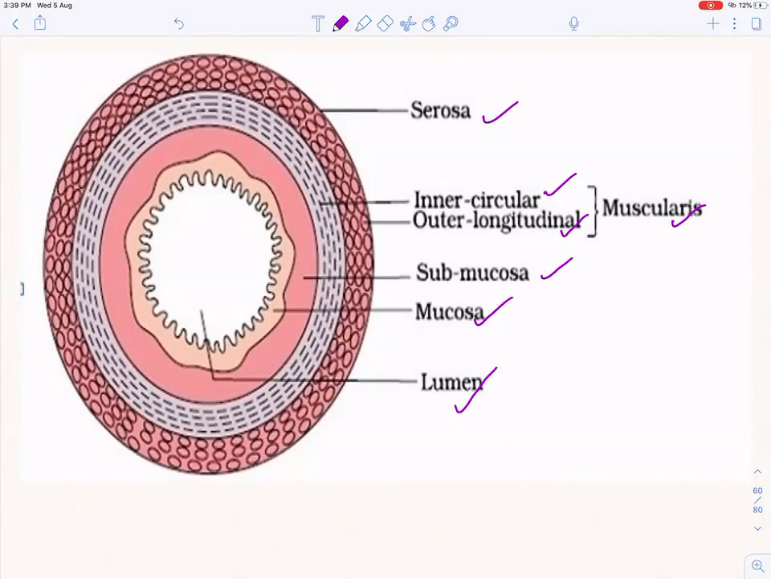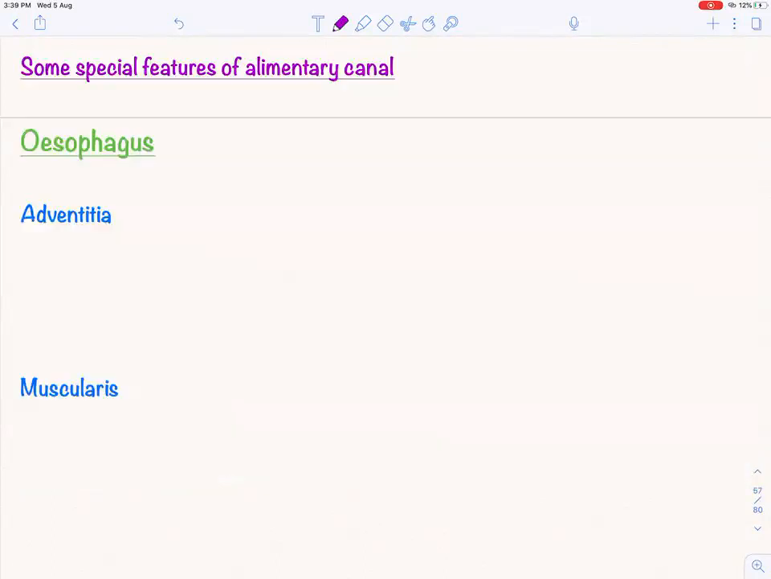Okay, and so now let us see some special features that I was always saying, that we are doing a generalized structure. We also have to do a specialized one, as somewhere they are specialized. So we'll do these specialized things in esophagus, stomach, and intestine.